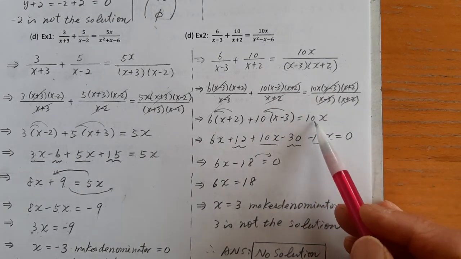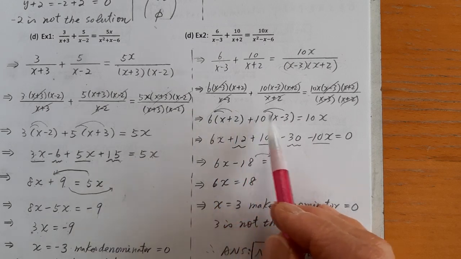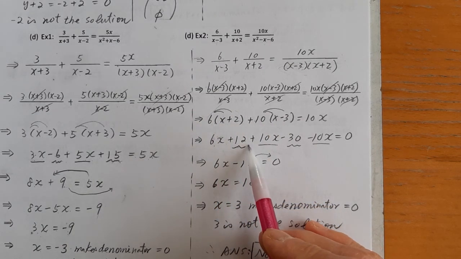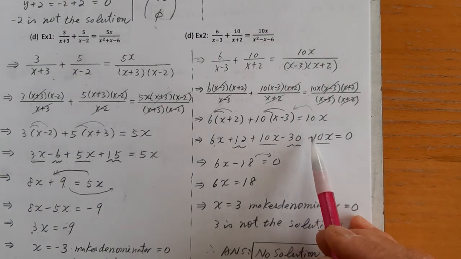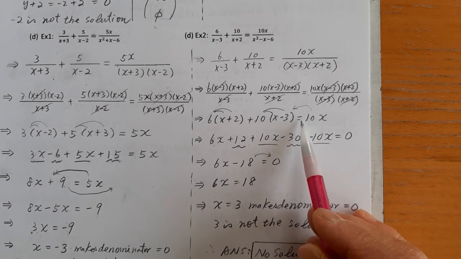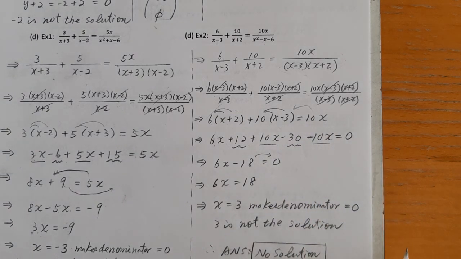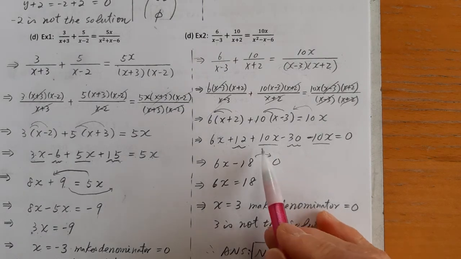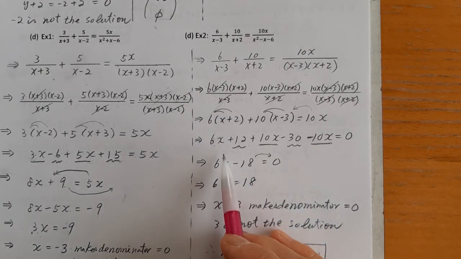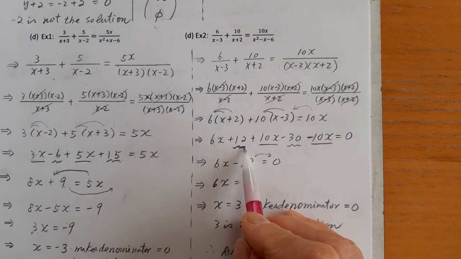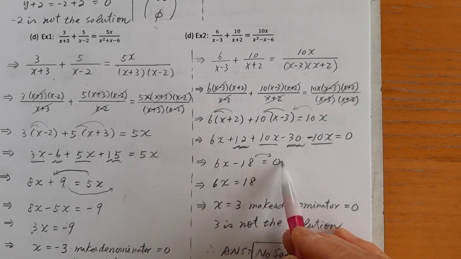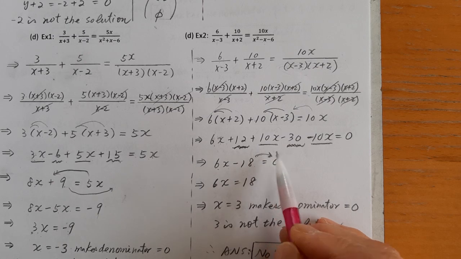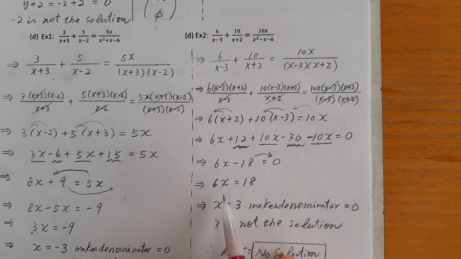Those two cancel, 10x. Then distribute: 6x, 6 times 2 is 12, plus 10x minus 30. And move the 10x to the left, change the sign, becoming minus 10x, equals the right side, which has no more terms, so 0. Then combine like terms. 10x minus 10x is 0, so only 6x remains. Then 12 minus 30 is negative 18, equals 0. Move the negative 18 to the right side, becoming positive 18. Then divide both sides by 6, so you get x equals 3.